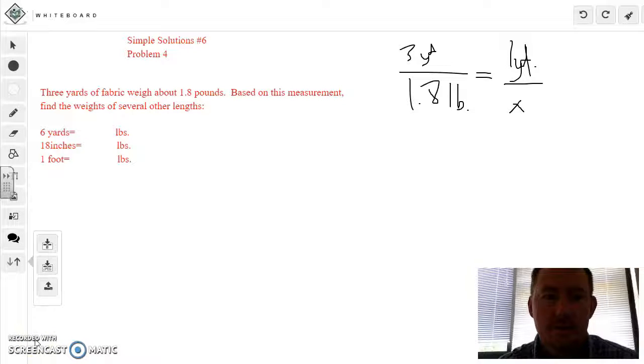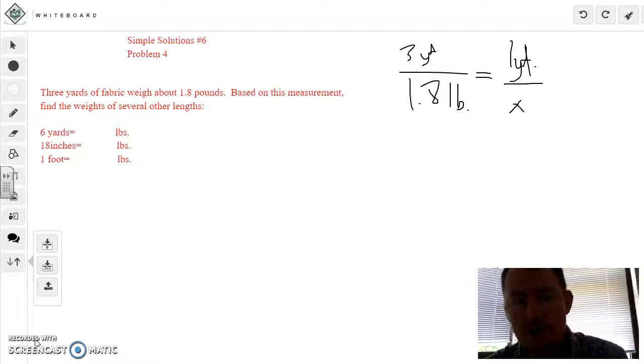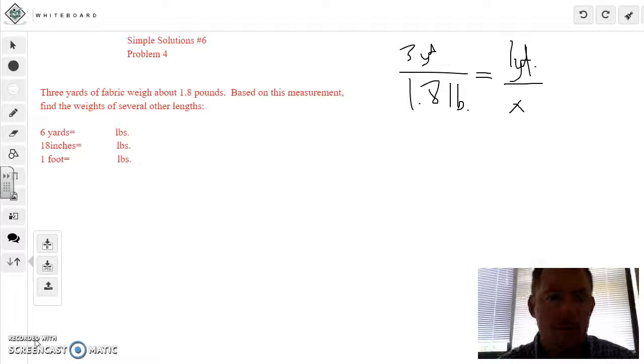Hey guys, this is a video for Simple Solutions number 6, or lesson 6, and this is problem 4. Several people had confusion about this problem. 3 yards of fabric weigh about 1.8 pounds. And then based on this measurement, find the weights of several other lengths.